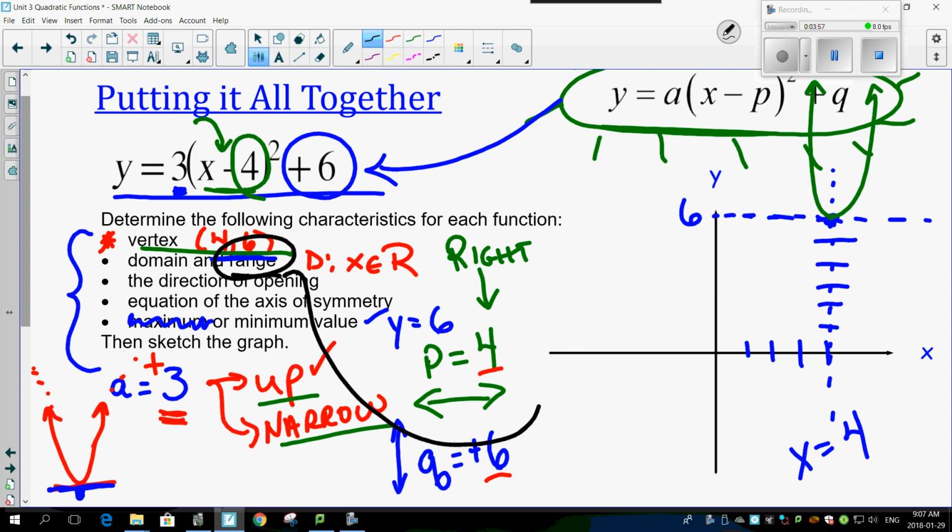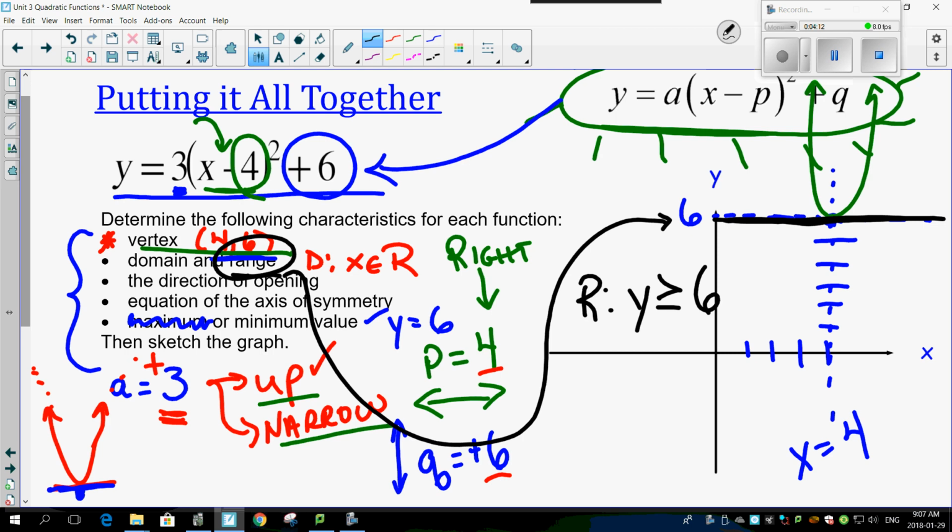Okay, now let's go back to one question that we didn't answer, and that was the one about the range. The range comes in right there. The range starts here. Think about it. No part of this graph goes below 6. So your range then is y is greater than or equal to 6. Done. That's how easy this is.